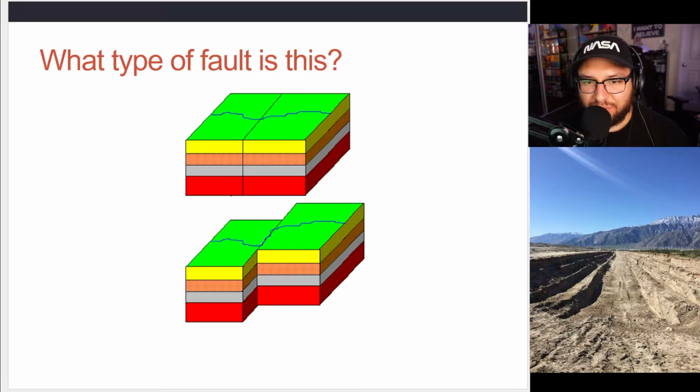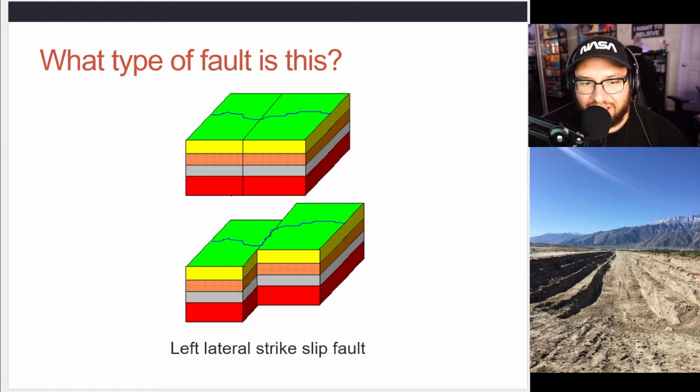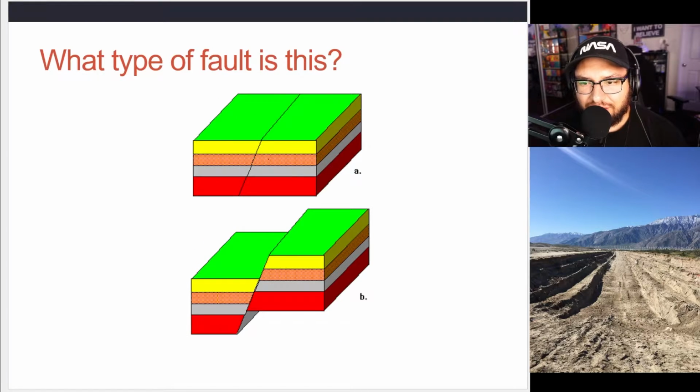Okay, how about this one? Another horizontal moving fault. You can see the fault moved, but the opposite way. If you said left lateral strike slip fault, you are correct. Very good. So far, so good.